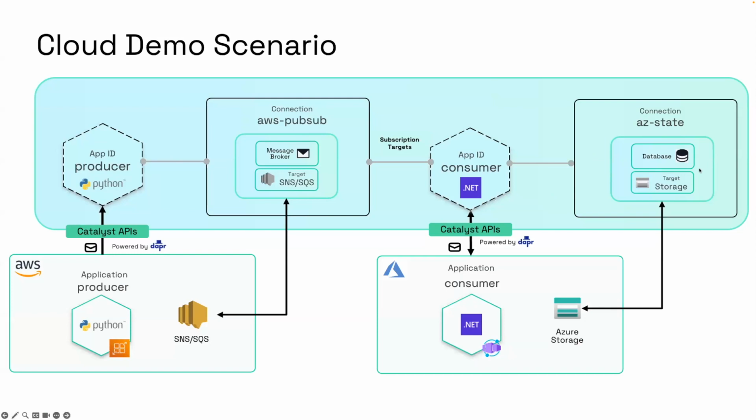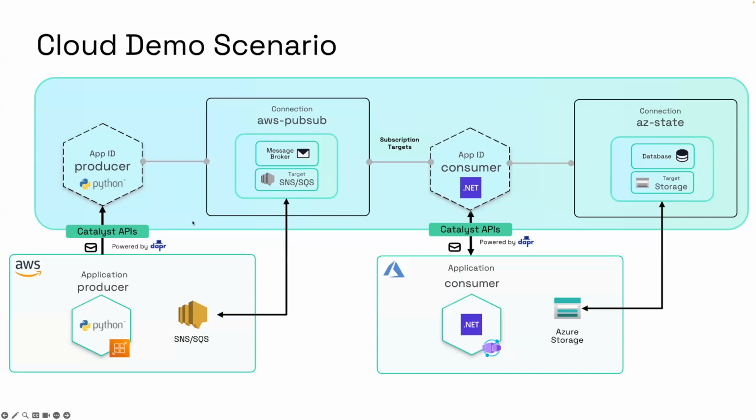Okay, so after Kendall just showed some of the local capabilities that you can take advantage of with Catalyst, I'm going to take those exactly the same apps and see what they look like in the cloud. And we have 10 minutes, but that's okay. We can do this. So essentially, I have two applications here, right? They're the same applications. I have a Python producer and a consumer that's written in .NET.